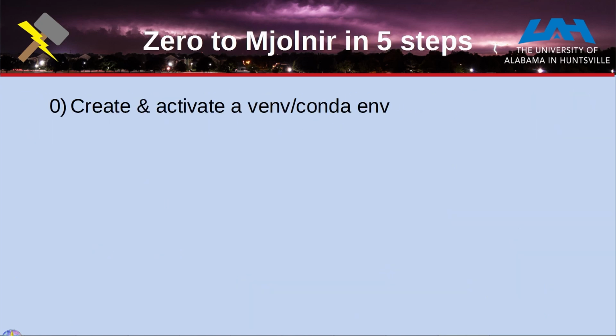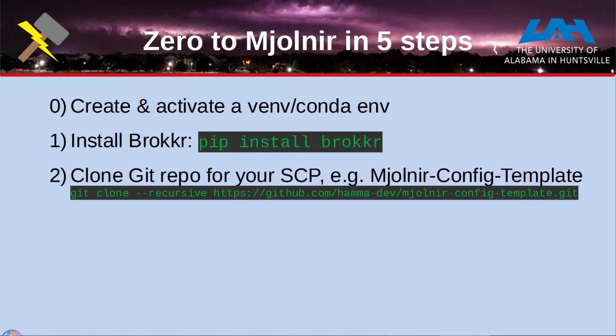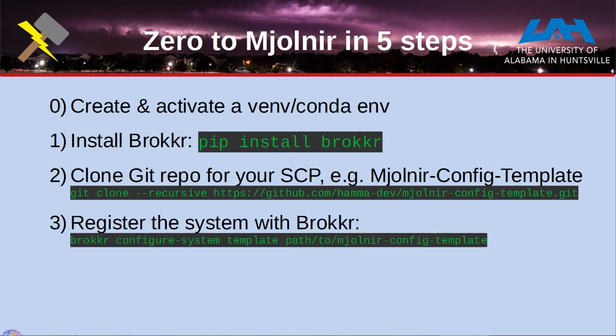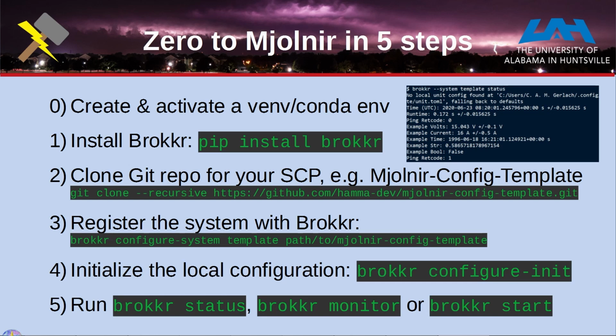It's easy to get started with Mjolnir, especially if you have a system config package already set up. First, you want to create and activate a virtual environment or Conda environment, then install Brokkr in it with pip install Brokkr. Then you want to clone the Git repo for your system config package. Here we use Mjolnir config template. You can register the system with Brokkr by entering a name for it and the path. You initialize the local configuration with Brokkr config init. And finally, you can run Brokkr status, Brokkr monitor, or Brokkr start to see output from your sensors.